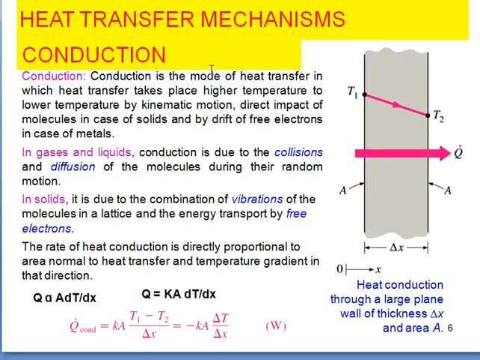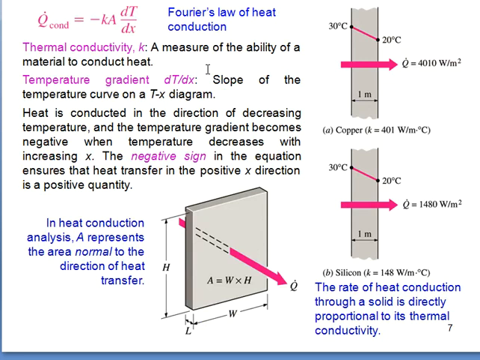Then the temperature gradient, dT by dx, is the slope of the temperature curve on a T-x diagram. It is the slope. Heat is conducted in the direction of decreasing temperature, and the temperature gradient becomes negative when temperature decreases. Therefore the temperature gradient is negative if the temperature is decreasing.